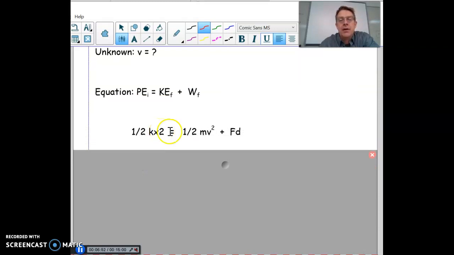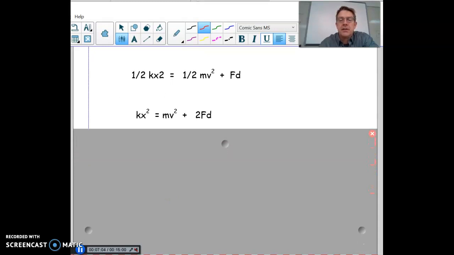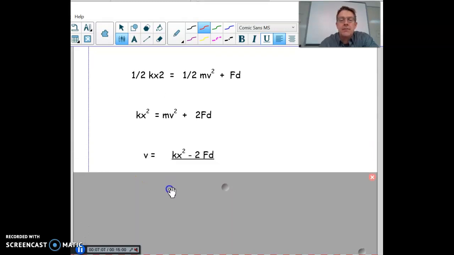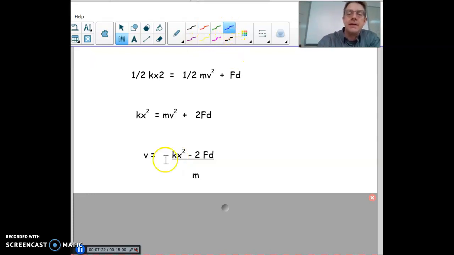So 1/2 kx squared is going to equal 1/2 mv squared plus my force of friction times the distance along which that friction is acting. I'm going to multiply through by 2, simplify things a little bit, and try to isolate my v by itself, and I'm going to say that my velocity here equals kx squared minus 2fd, I'm tossing it over there, divided by my m, but I also need to remember to take the square root of this puppy here. Okay, so that's what I've got.